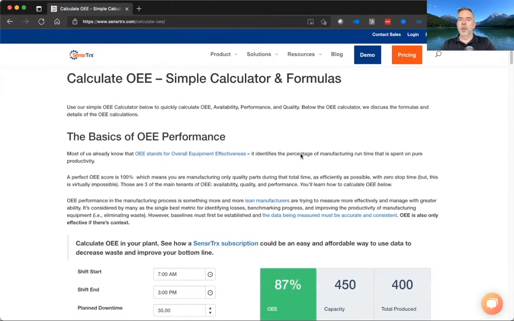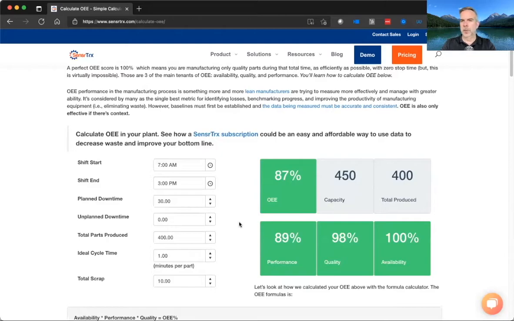So what I'm going to walk through today is what is OEE, how you calculate it, what the formulas are, a little bit around this tool and how you can use it, and then a shameless plug for our software at the end. Of course, I have to do that.